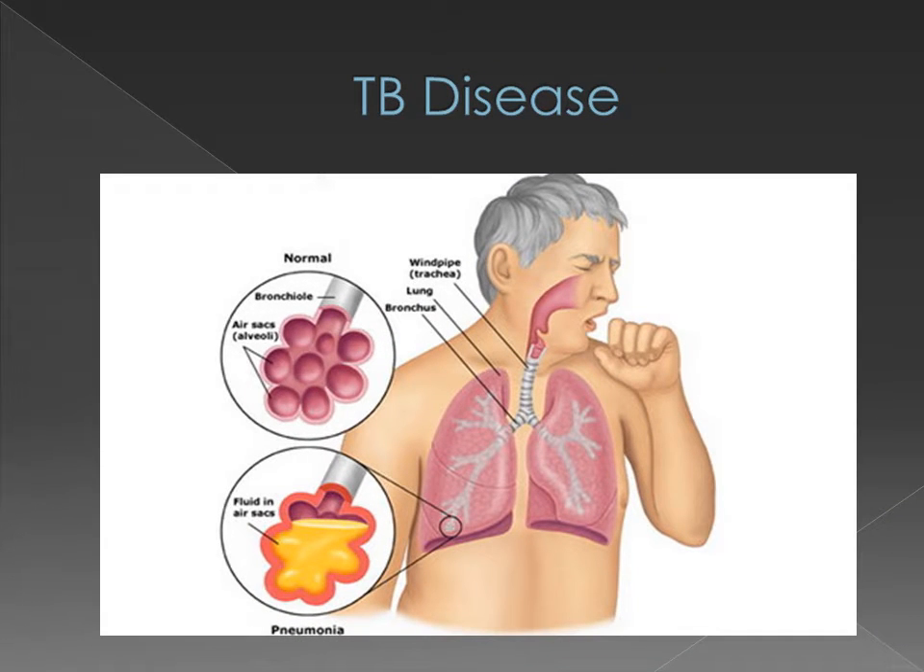TB disease is an illness in which TB bacteria are multiplying and attacking a part of the body, usually the lungs. The symptoms of TB disease include weakness, weight loss, fever, no appetite, chills, and sweating at night. Other symptoms of TB disease depend on where in the body the bacteria are growing. If TB disease is in the lungs, which is called pulmonary TB, the symptoms may include a bad cough, pain in the chest, or coughing up blood. A person with TB disease may be infectious and spread TB bacteria to others.